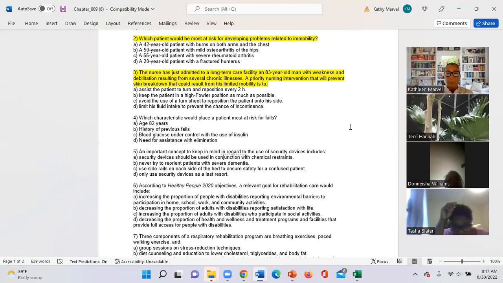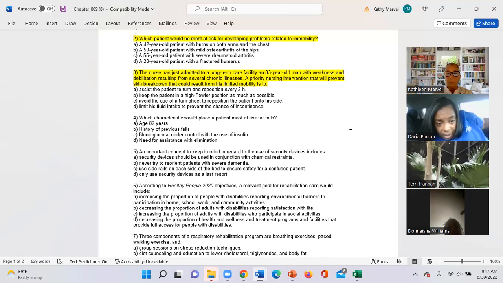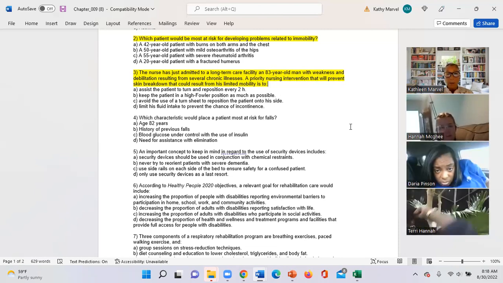What's the answer? A. It really would be helpful. Going through these questions is for your knowledge and education. It's really helpful if everybody jumped in and participated. Okay, I heard A. Does anybody agree? I agree with A too. A. Okay, A is the correct answer.